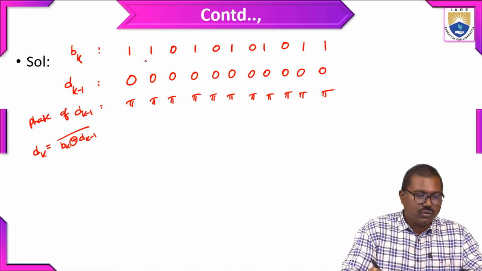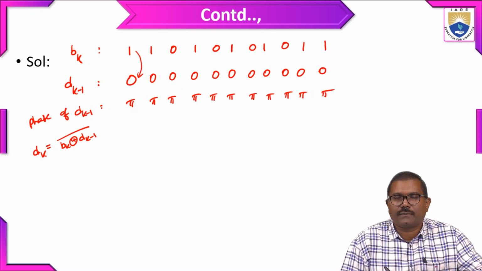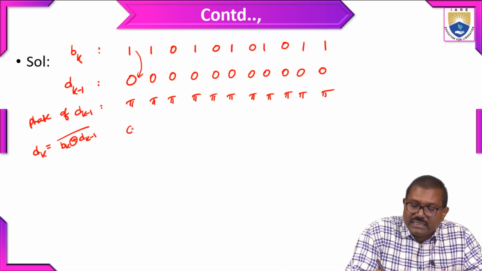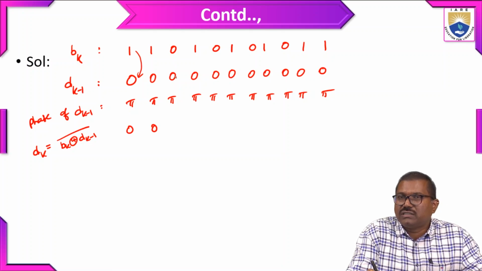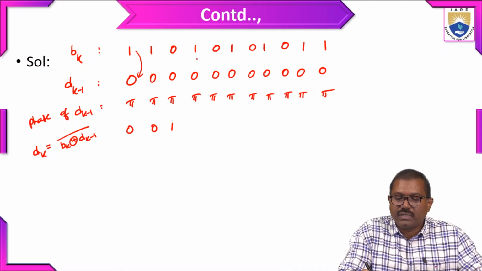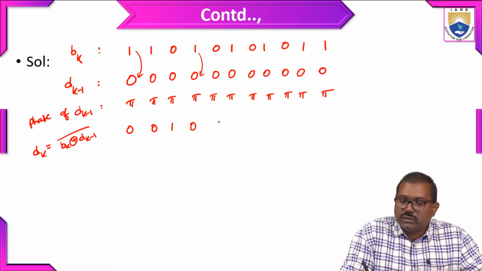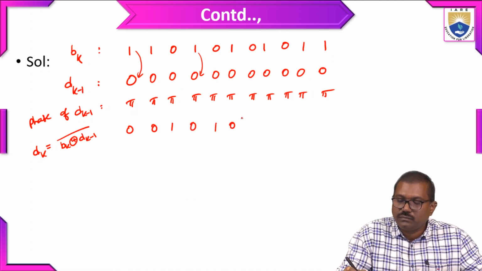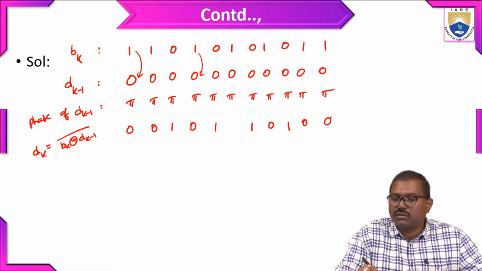So for 1, 0: 1 0 you got 1, but the complement is 0. Again 1 0 is 1 but 0. 0 0 is 0 but the complement is 1. Same, 1 0 is 1 but the complement is 0. Similarly 1 0, 0, and so on, giving the dk sequence.